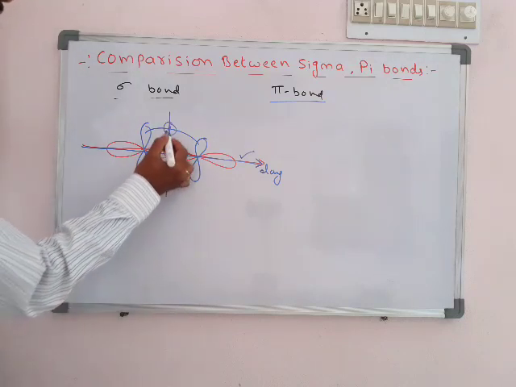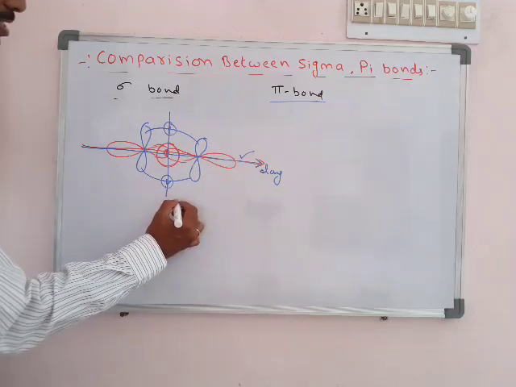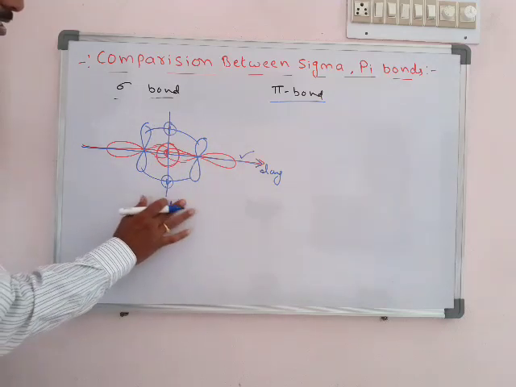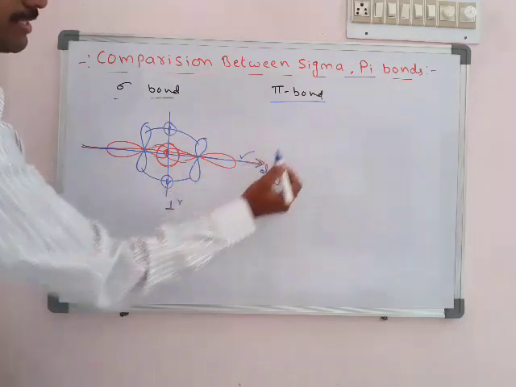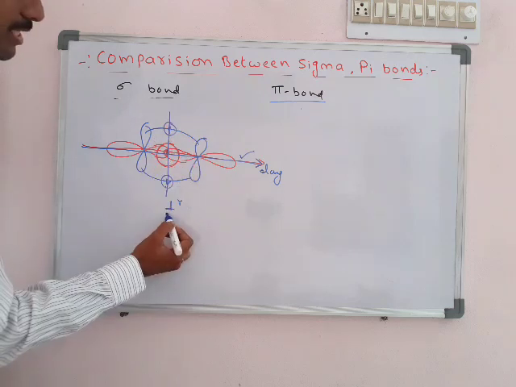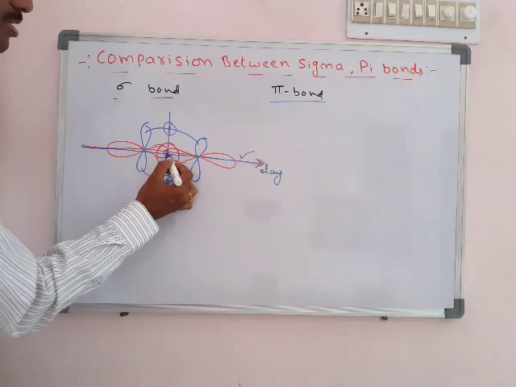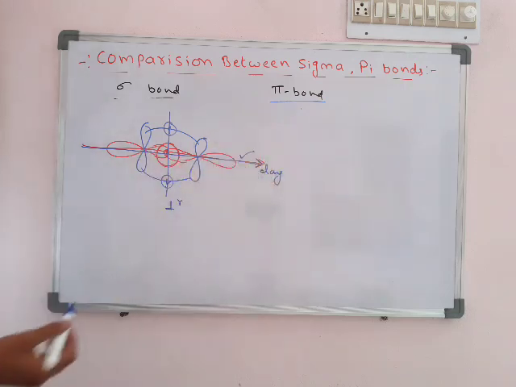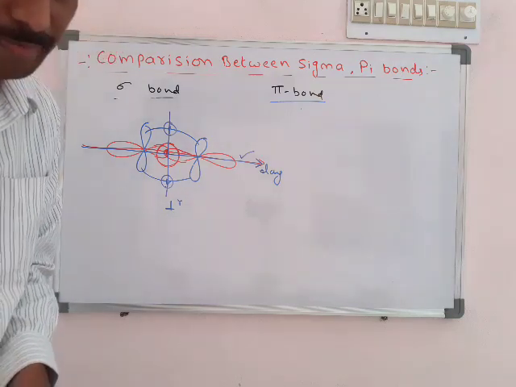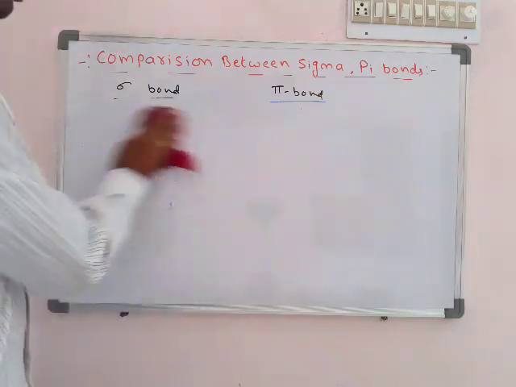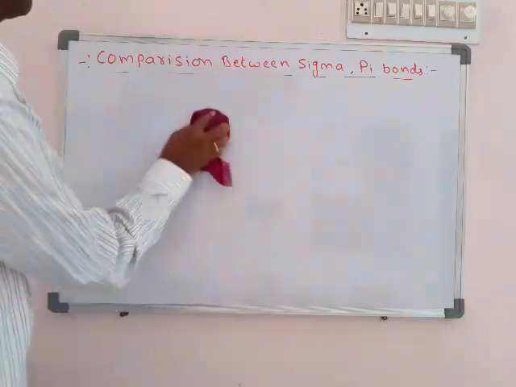Whereas the pi bonded electrons are present perpendicular to the internuclear axis. The pi bonded electrons are perpendicular to the internuclear axis, whereas sigma bonded electrons are present along the internuclear axis, nothing but the axis of the orbitals. These are the main differences between a sigma bond and a pi bond.